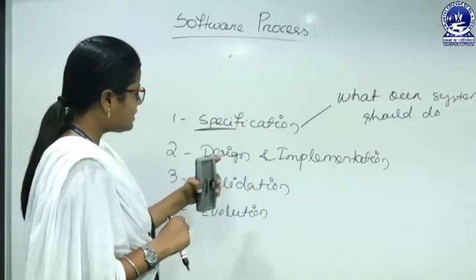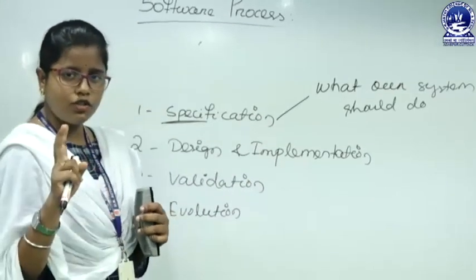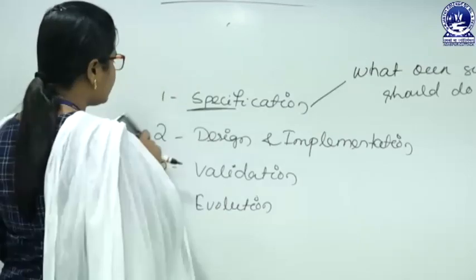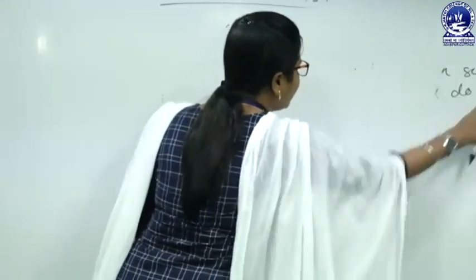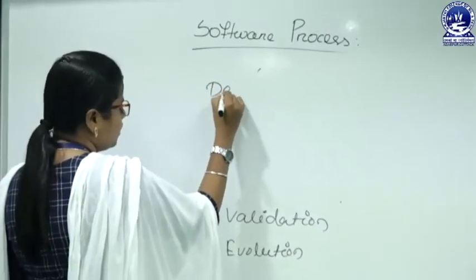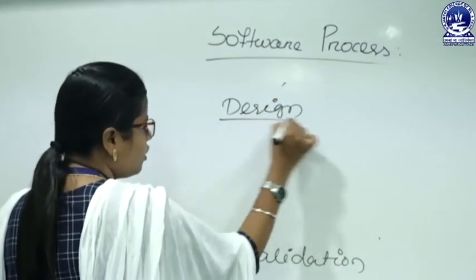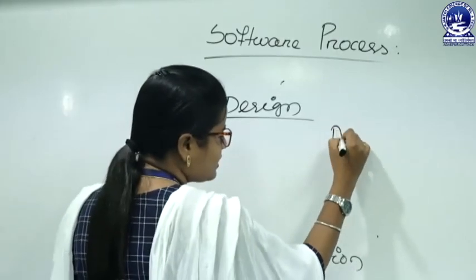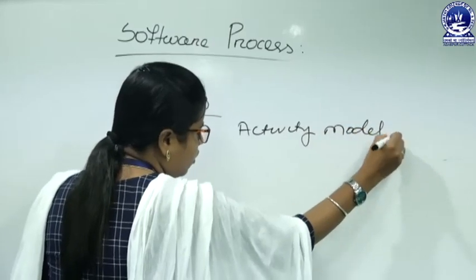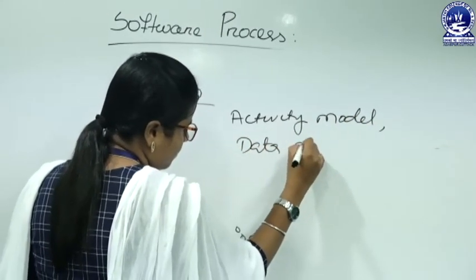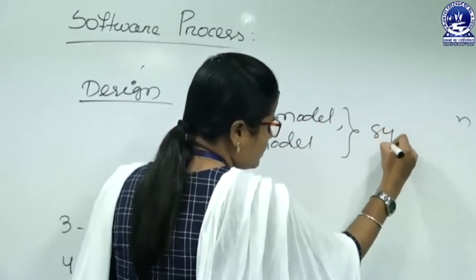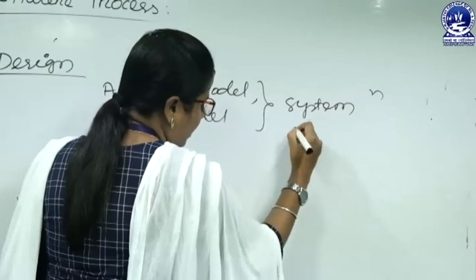The second activity is design and implementation. So here there are two words, one is design, second one is implementation. First let us discuss design. What are we going to design when we are developing a software? In the case of designing, we are going to design the activity model, the data model, or as a whole we can say the system architecture.